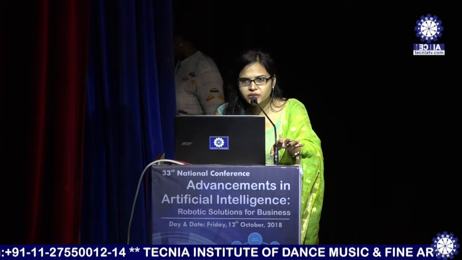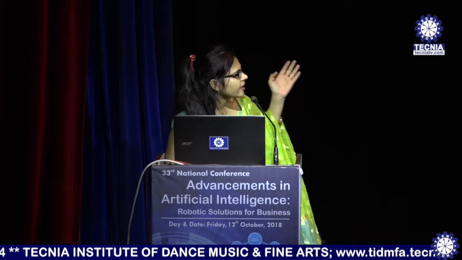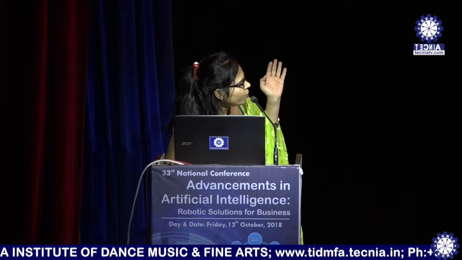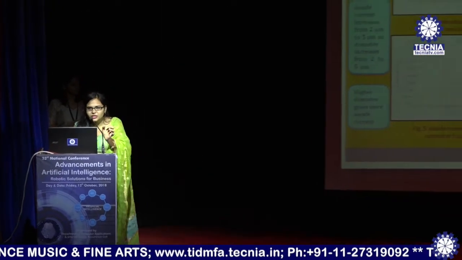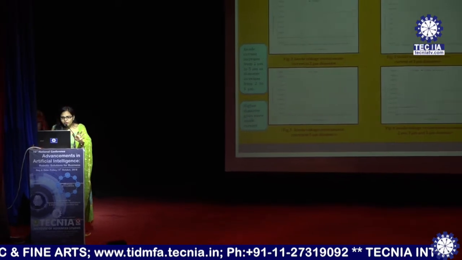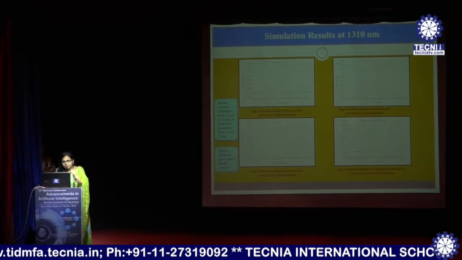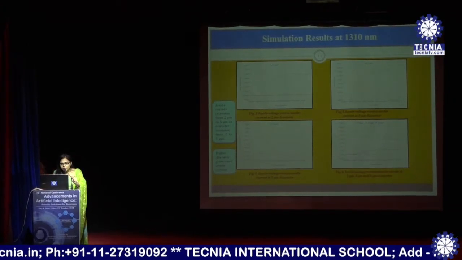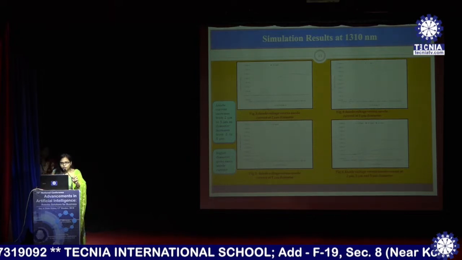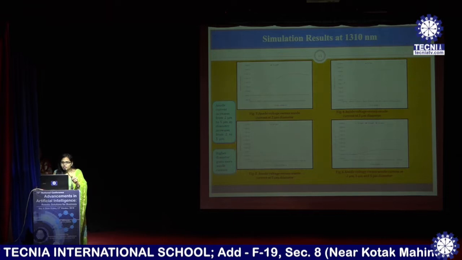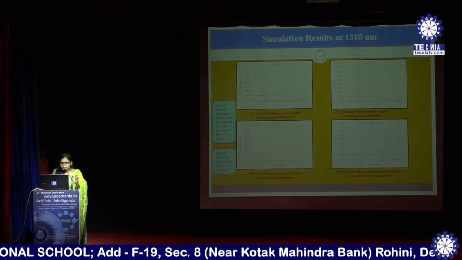So these are the simulation results I got at 1310 nanometer. The simulation results show the anode voltage versus anode current. That means the larger the oxide aperture diameter, the higher the anode current. From 2 micrometer to 5 micrometer, the anode current increases. Higher diameter gives higher anode current, but there should be some disadvantage also.